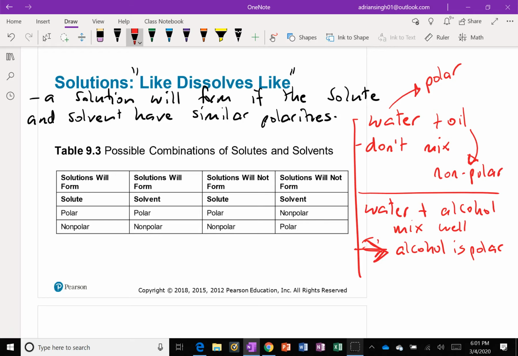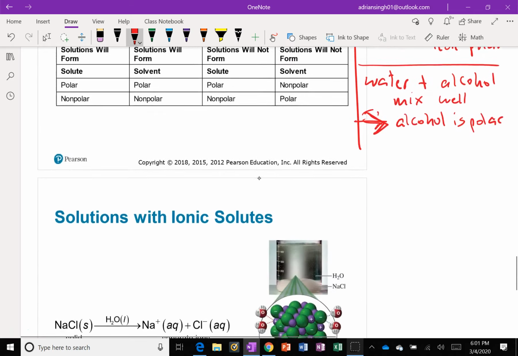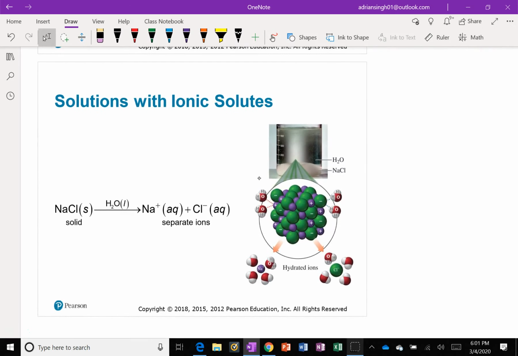Hang on to that. We're going to come back to that when we get to our biochemistry after spring break. It's a big deal, not just in chemistry, but in biology.